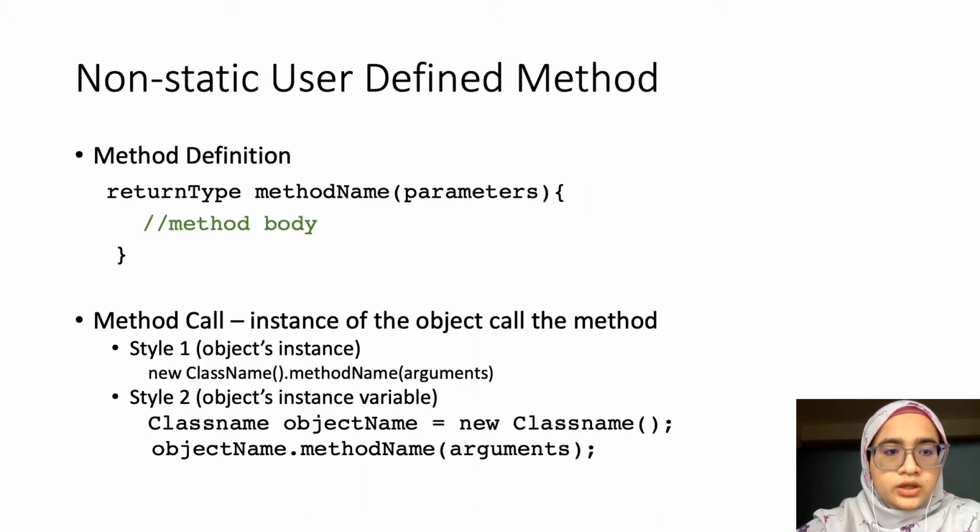So now if you look into the method definition and method call for non-static user-defined method, you can see it is basically return type, method name, parameters, and method body. And as for the method call, you can see there are two styles of writing, object instance or object instance variable. So this particular part is the one that you will frequently use for this syllabus of matriculation.